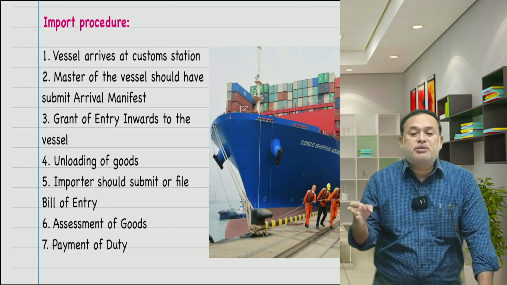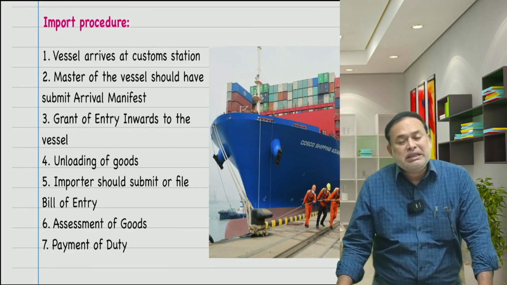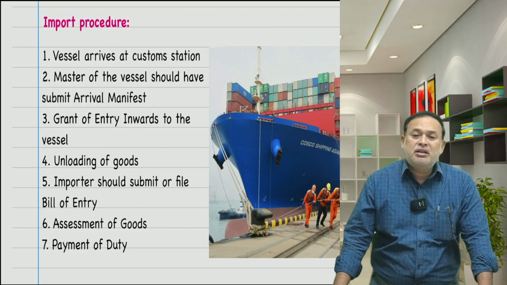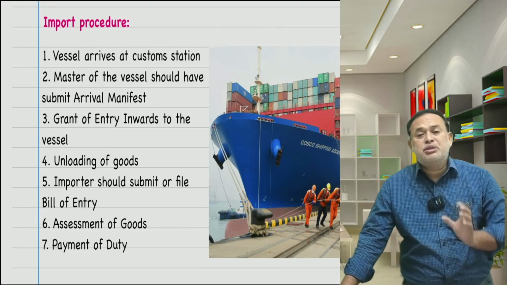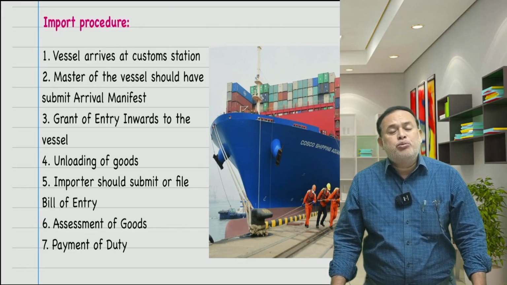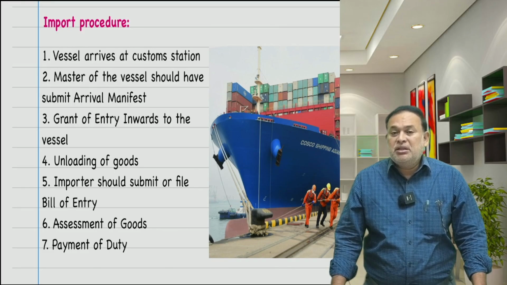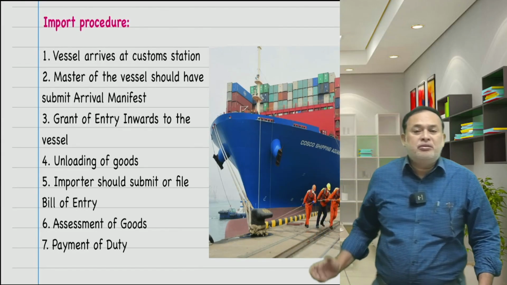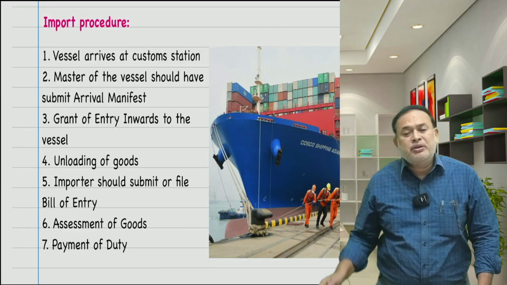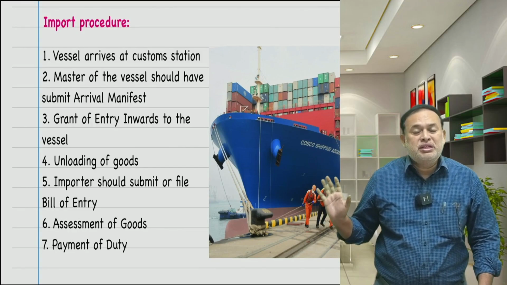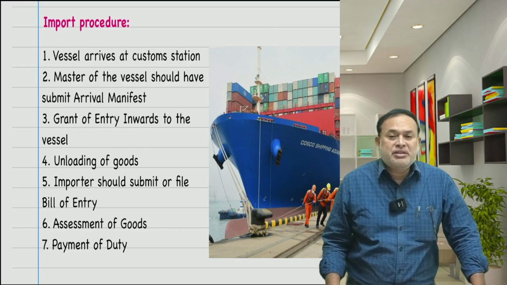Vessel arrives at customs station. Why I am referring to the vessel is because most of our imports or exports are routed through sea in a vessel. Why? Sea freight is far cheaper than air freight. We also have export or import by air, but air cargo freight is so expensive. Therefore, I refer to the vessel as the conveyance of goods, since import or export takes place more through sea in a vessel. That's why I'm referring to the vessel concept here.